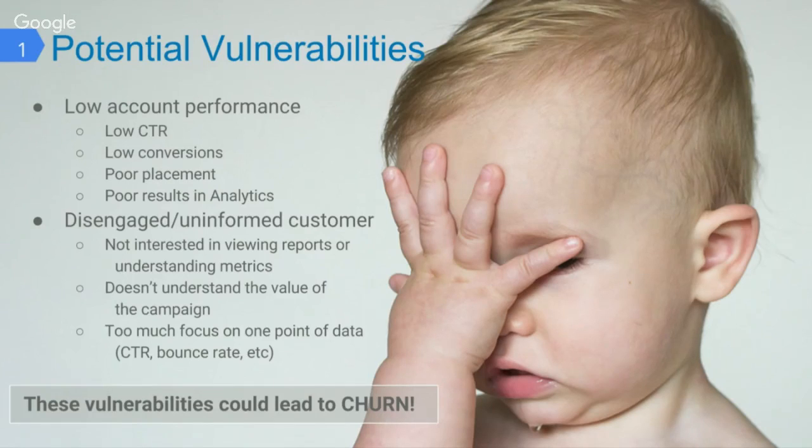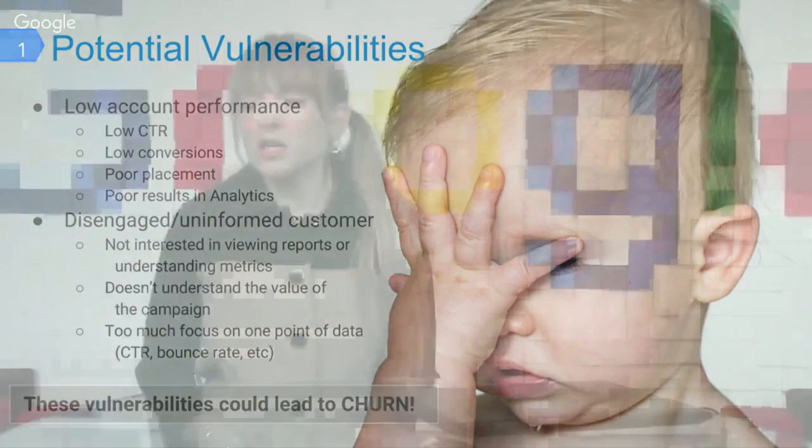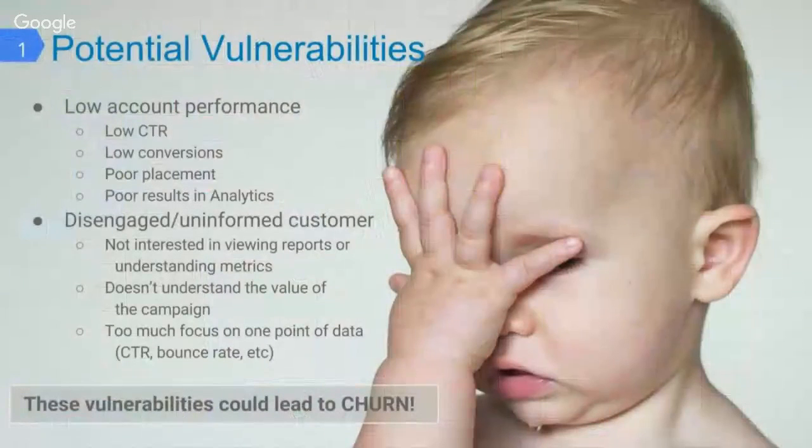All right. Now, even if the results look great on our end, there could be the problem of the disengaged or the uninformed customer. Okay, so everything looks great to you, but for this customer, potentially they don't really understand, they're not really interested in looking at the reports, they're not really focusing on the big picture. They're getting what I like to call data myopic. So maybe they're saying, you know what, the bounce rate is way too high. Bounce rate, bounce rate, bounce rate, and they're losing sight of what the campaign's actually supposed to be doing.